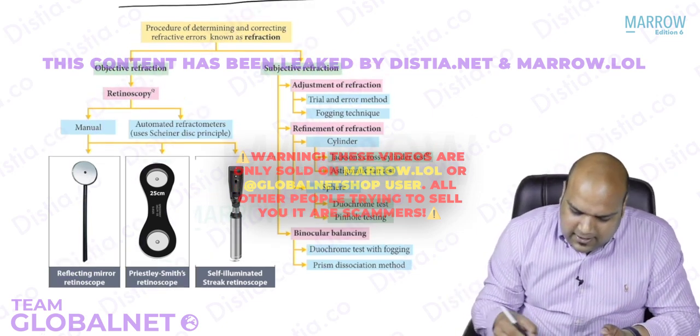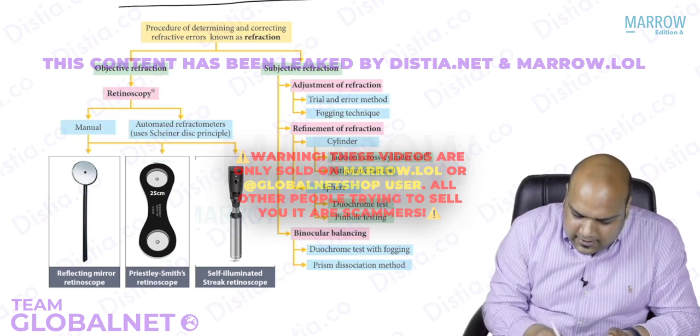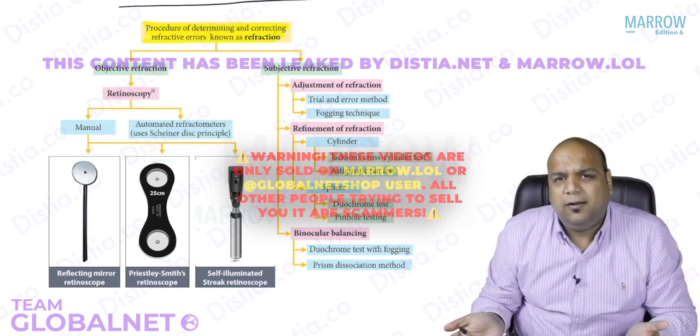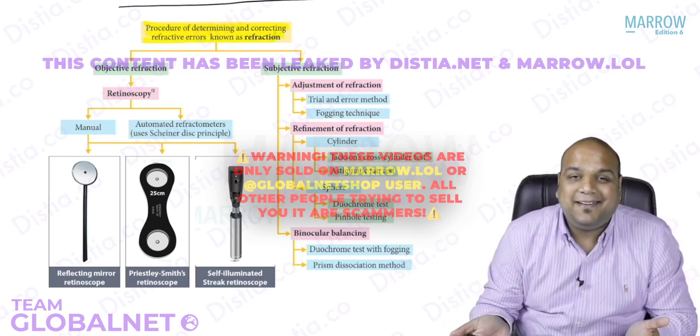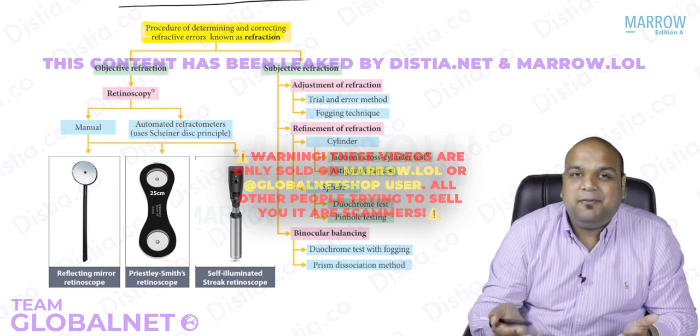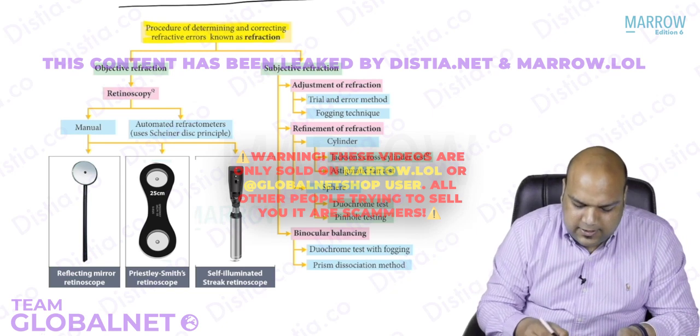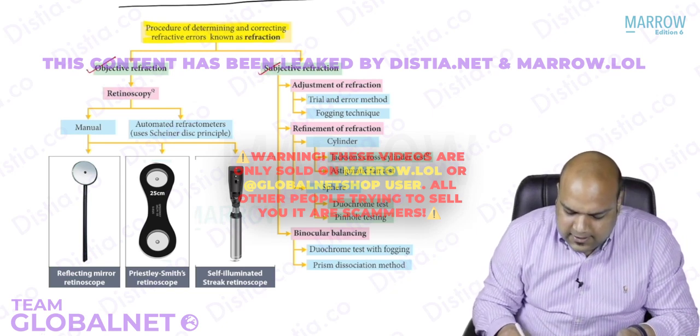So first of all, let's see what refraction is. As is written here, the procedure of determining and correcting refractive errors is known as refraction. We are determining what the refractive error is, and then we will be correcting it. Now, there are two main ways of doing this: one is objective refraction, one is subjective.